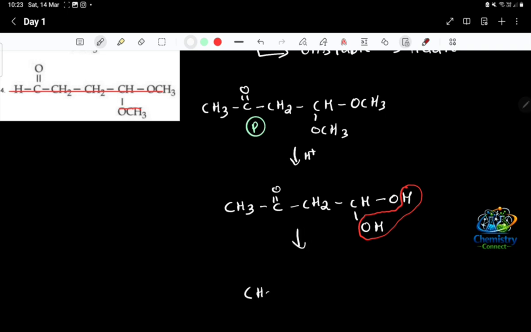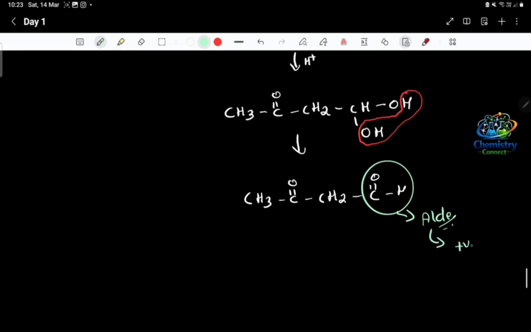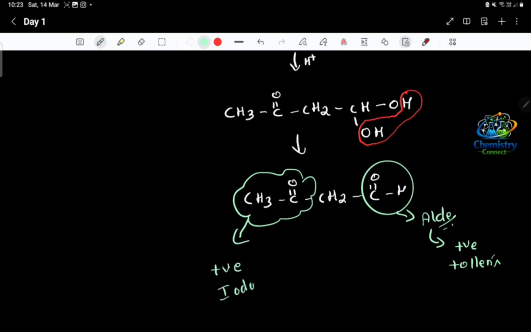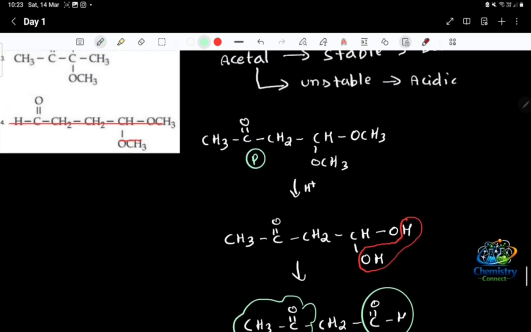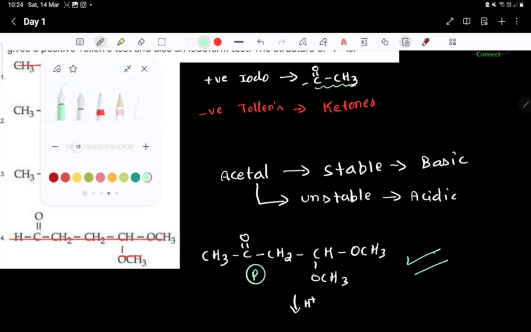Then the product will be CH3, C double bond O, CH2, CHO. In this we have an aldehyde group. Since we have an aldehyde group here, it will show a positive Tollens test. And C double bond O CH3 is there, so it will show a positive iodoform test also. That means this reactant is correct. That is, option 2 is correct.